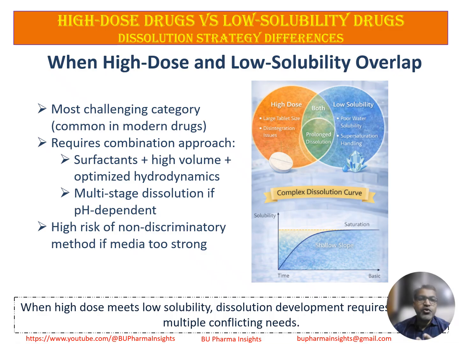Using overly strong media can make all formulations look the same, hiding real differences. That's why discriminatory power studies are essential. Low solubility drugs are the most challenging category in modern development. They often need a combined strategy: surfactants, higher volumes, and optimized hydrodynamics. For pH dependent drugs, use multi-stage dissolution. But be careful. Media that are too strong create a non-discriminatory method. The goal is to reveal differences, not erase them.